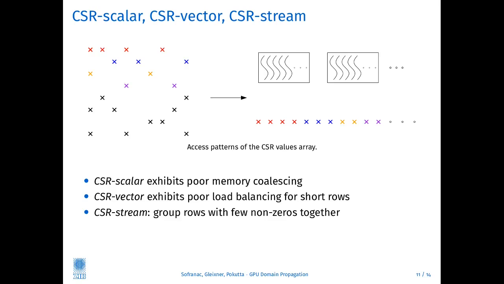The core idea of the CSR stream is very simple. It groups constraints that have only a small number of non-zeros together in blocks, and then assigns one thread block per block of constraints. This way, we are still accessing memory in a coalesced way, but we have solved the problem of idle threads for sparse constraints.